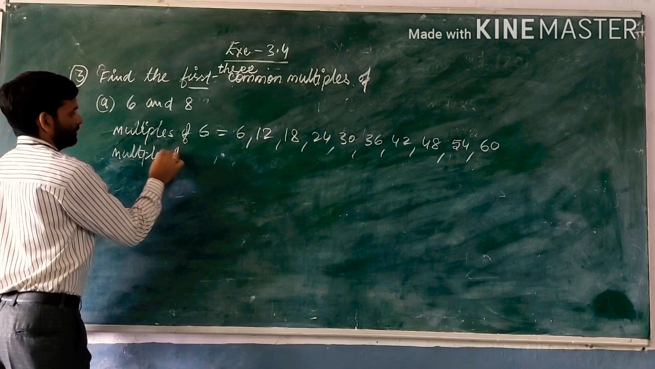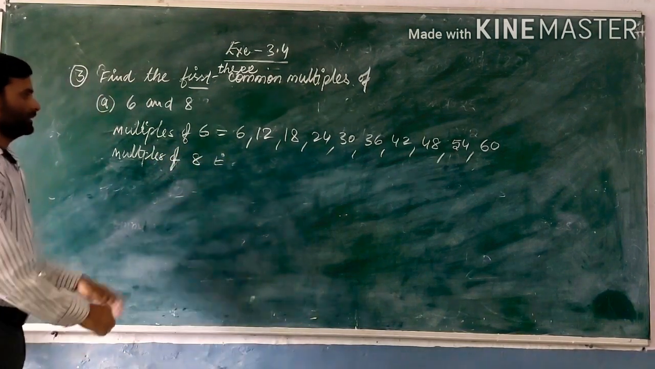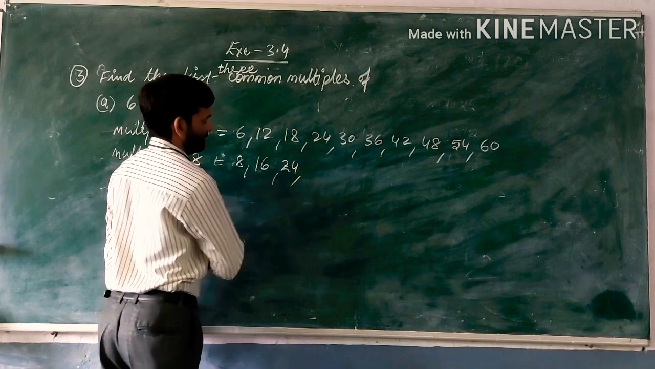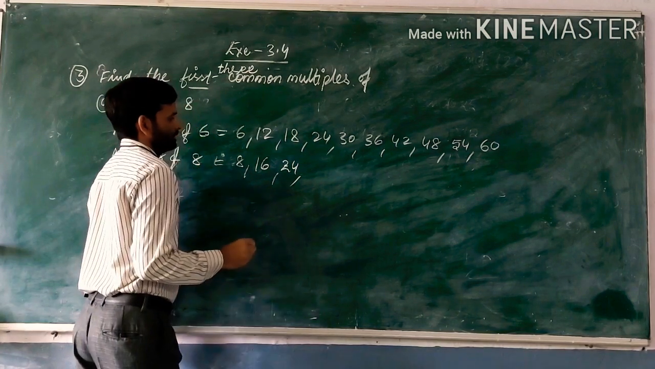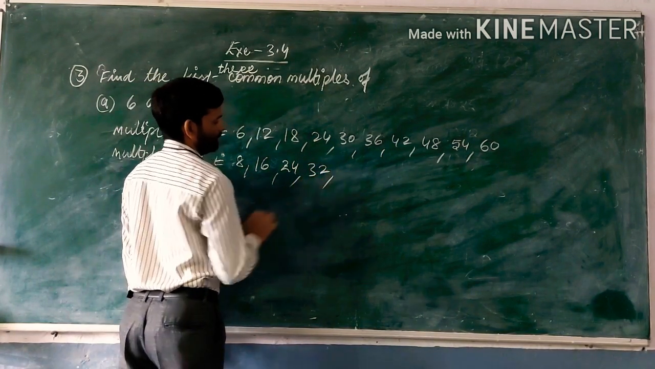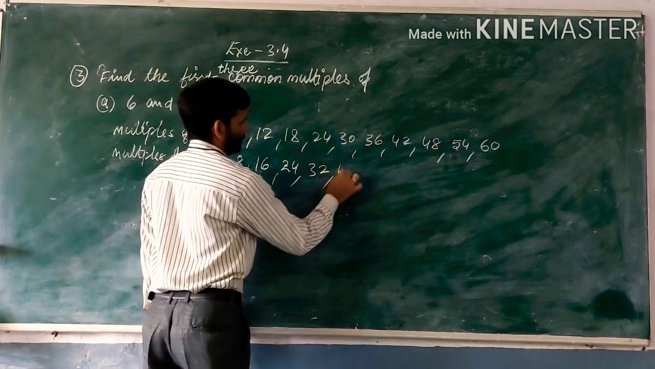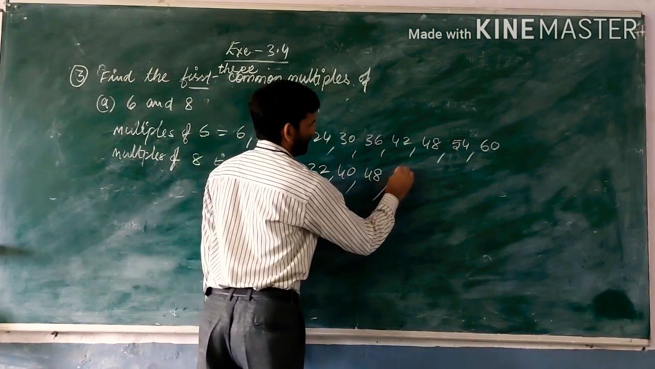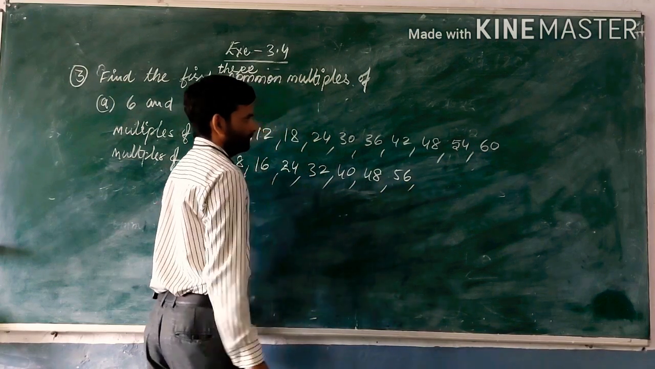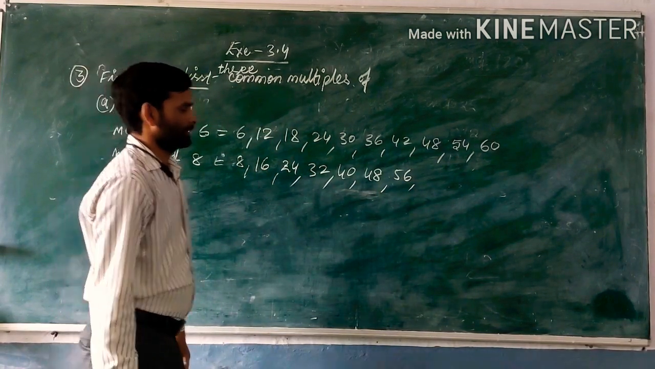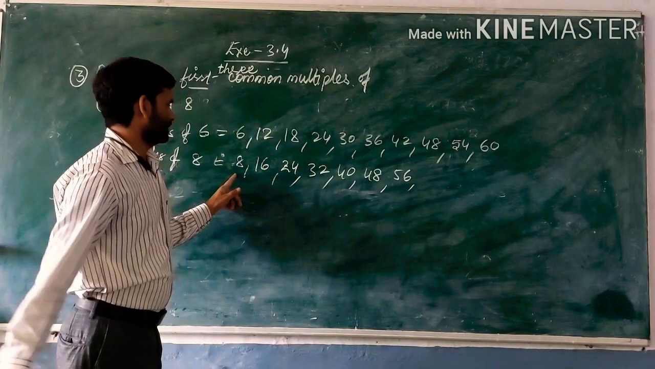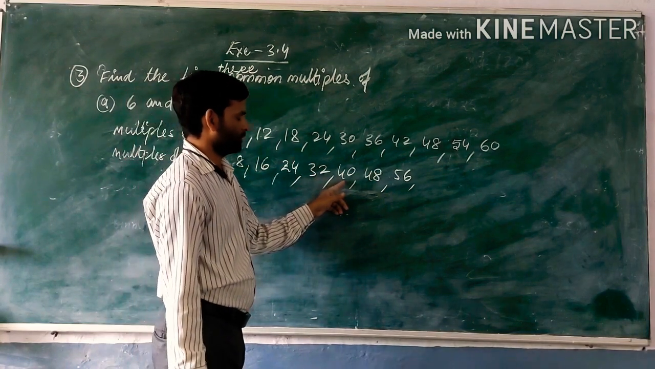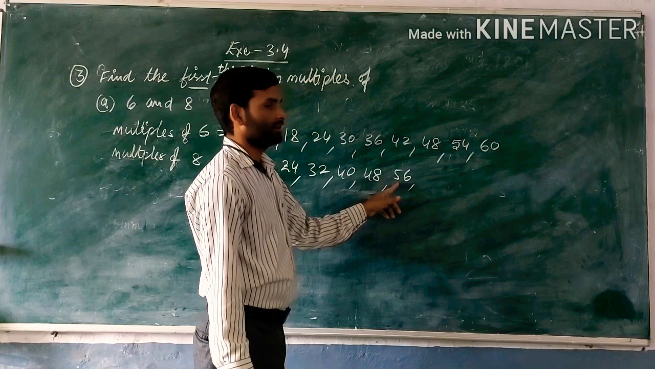Multiples of 8 means you write the table of 8. 8, 16, 24, 32, 40, 48, 56. 8 1s are 8, 8 2s are 16, 8 3s are 24, 8 4s are 32, 8 5s are 40, 8 6s are 48, 8 7s are 56.